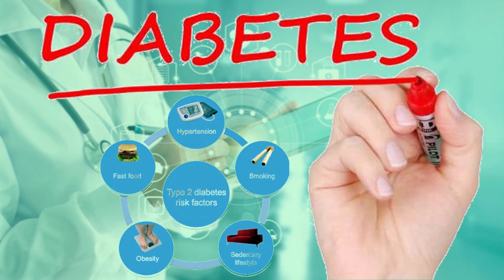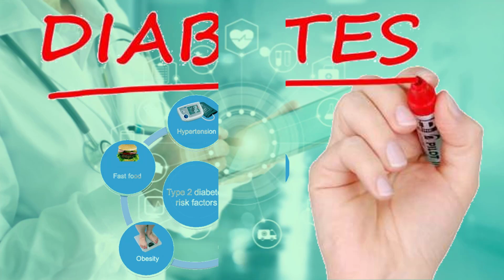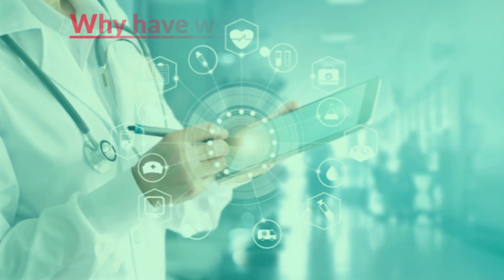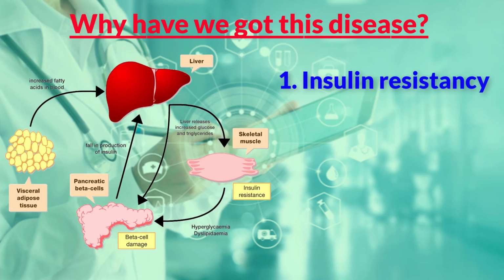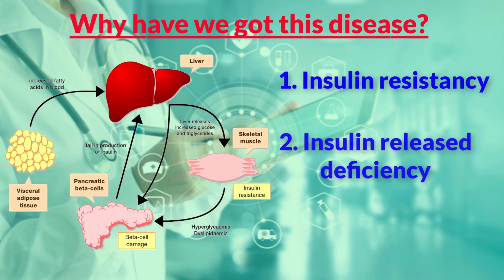Is it enough to know the definition? Well, it is not. We should know what the causes of this disease are. Diabetes mellitus occurs from two main causes. The first one is that our insulin is resistant. It cannot be used. This means the insulin released from the pancreas is useless. And the second one is that it is produced too little.